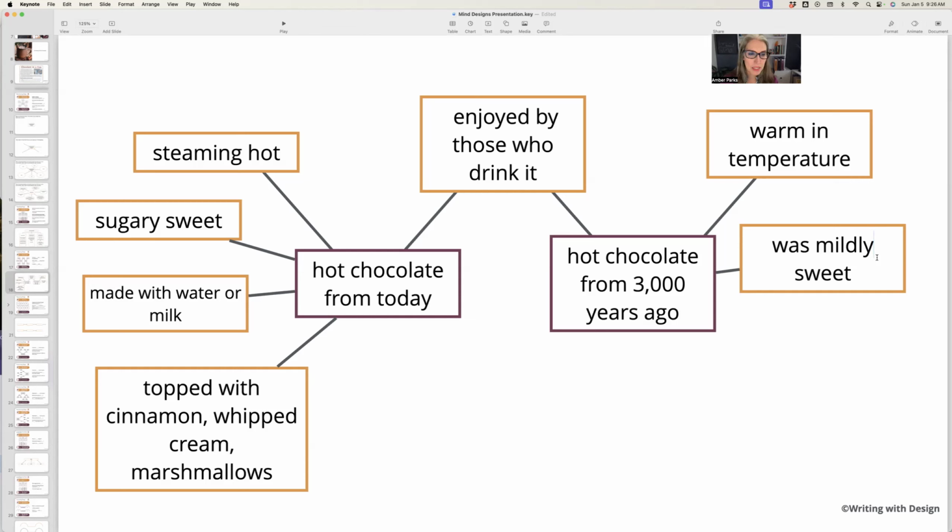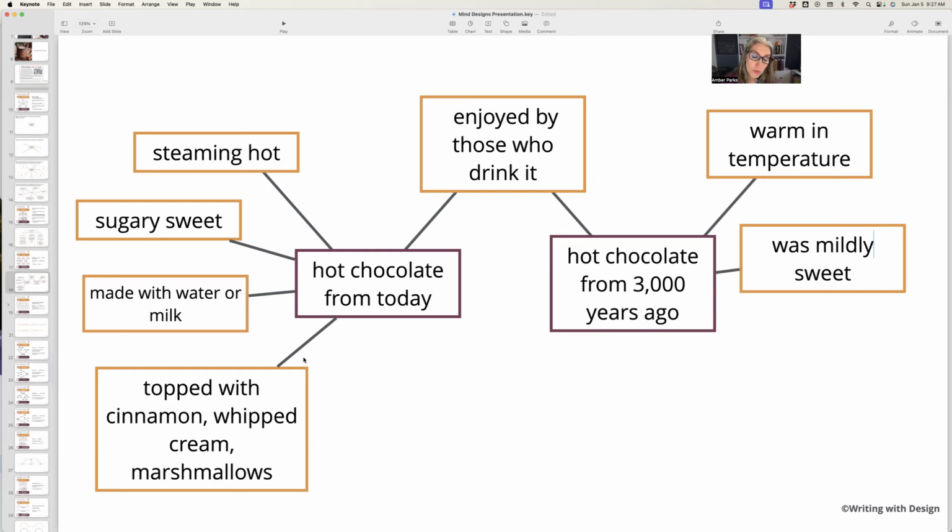So grapple with it. Don't let this be something easy and fast. Thinking takes time. It makes our brain work, and that's good. We want that to be happening. That means that we're learning. So now notice we've got this great comparing design where we've got a similarity in the middle, enjoyed by those who drink it, and then we've got all these wonderful related differences. So we're talking about that it's steaming hot, it's sugary sweet, made with milk or water, and topped with cinnamon, whipped cream, and marshmallows in terms of hot chocolate today. And then we could say how hot chocolate was from 3,000 years ago.